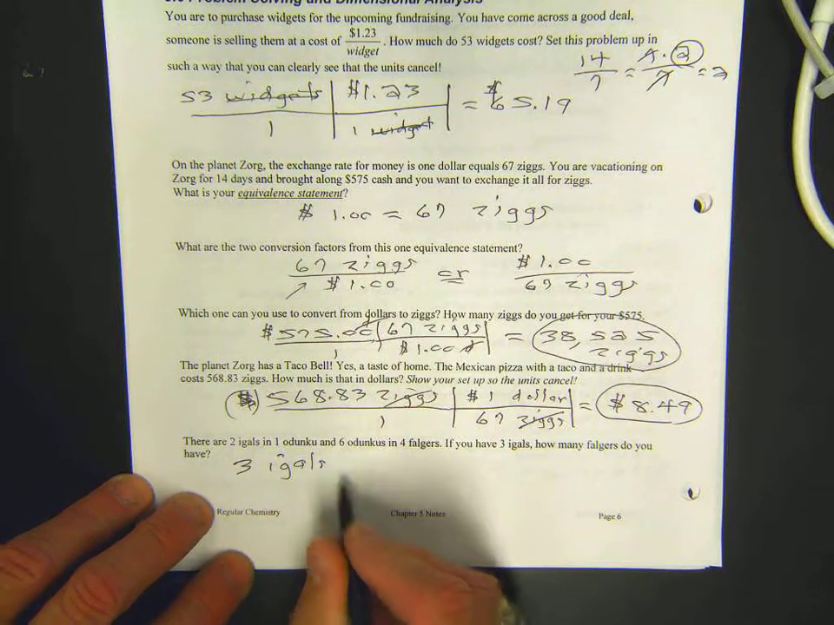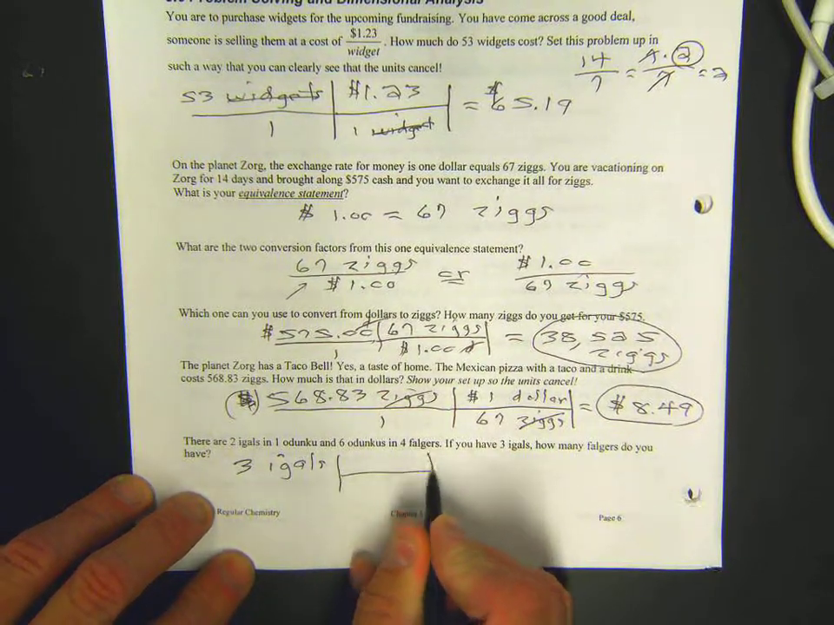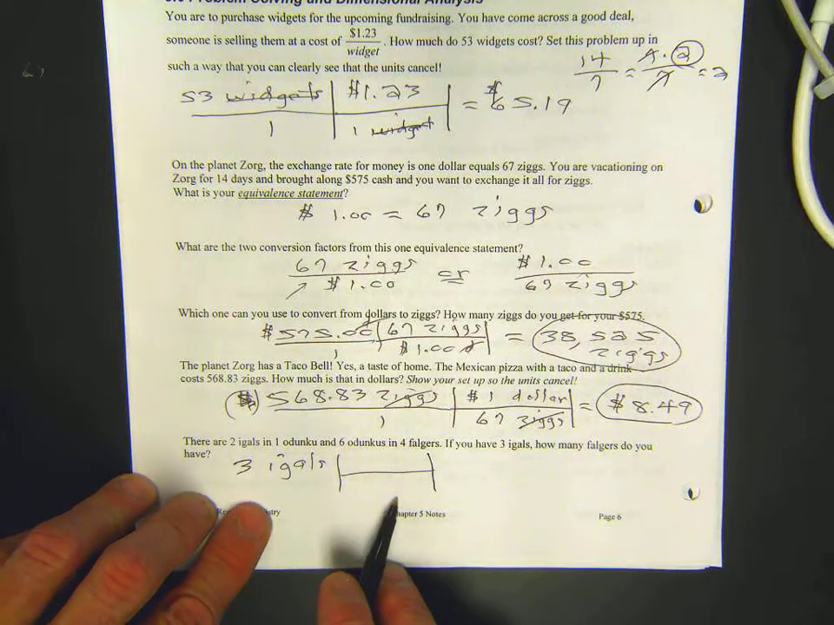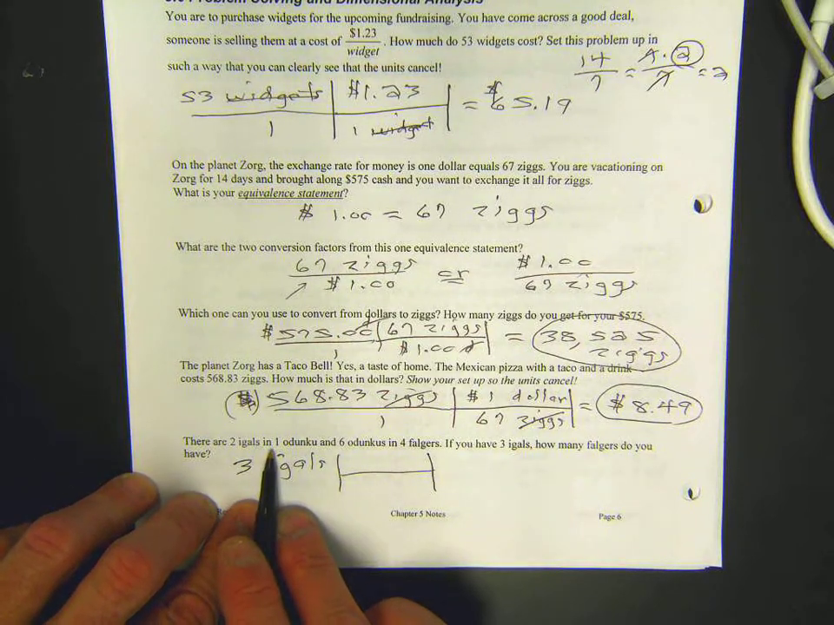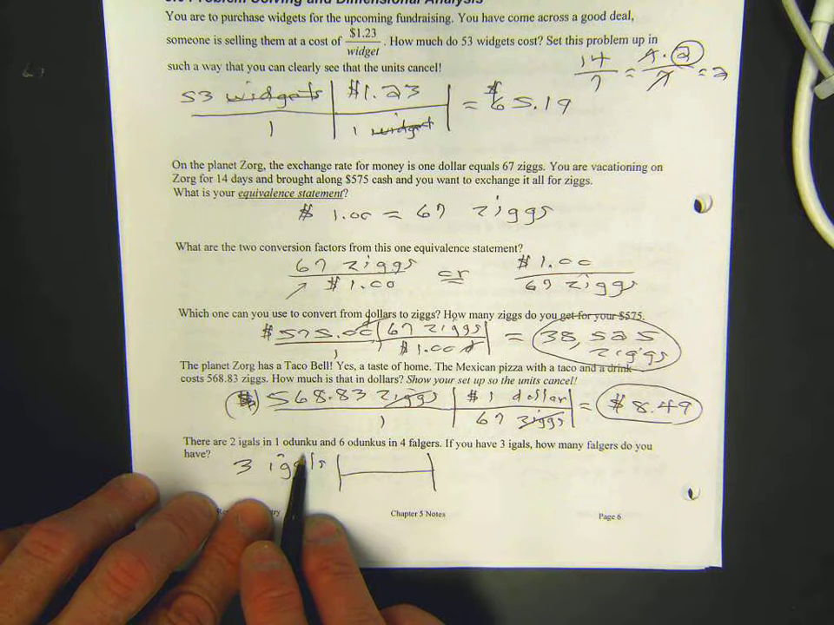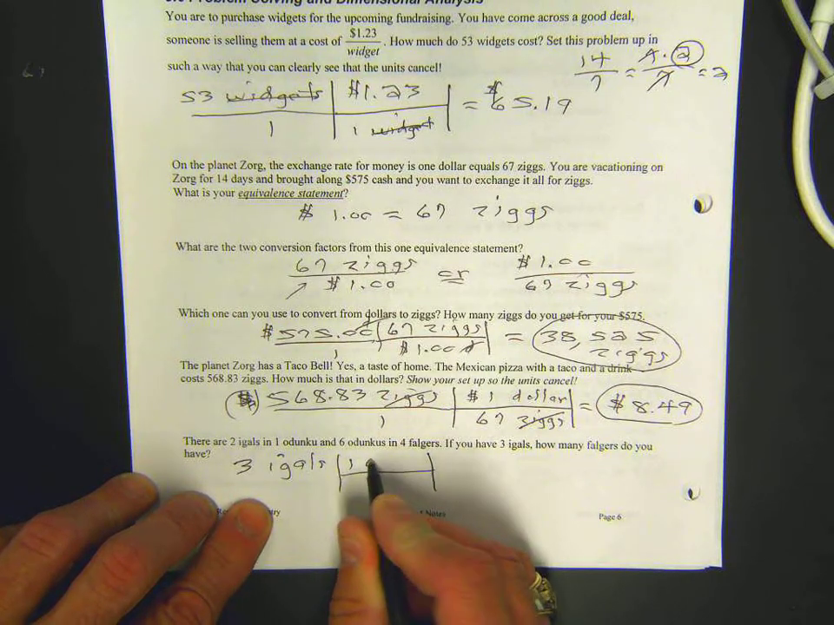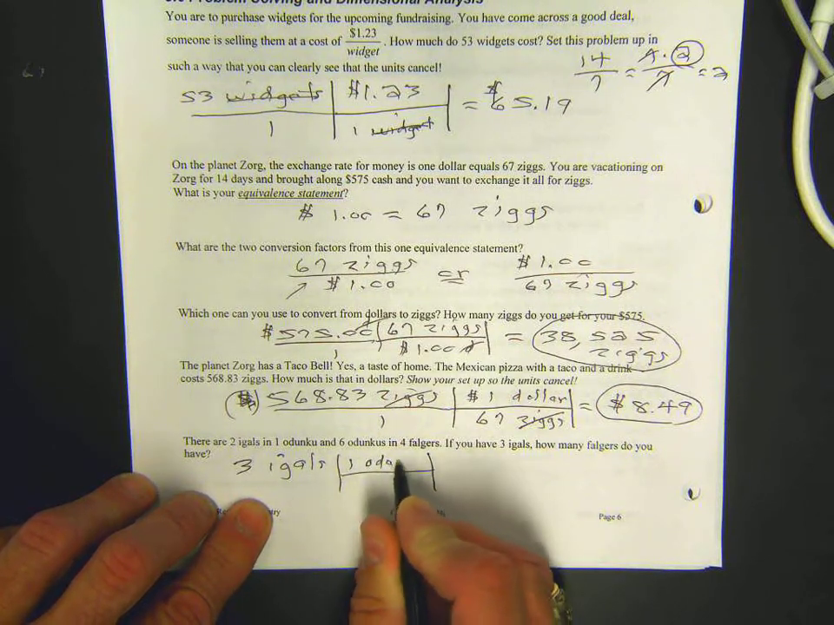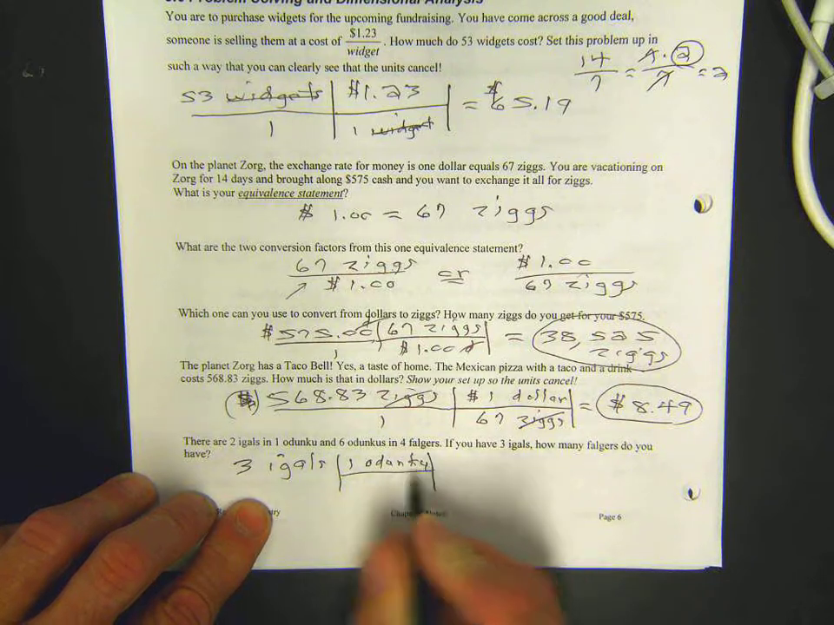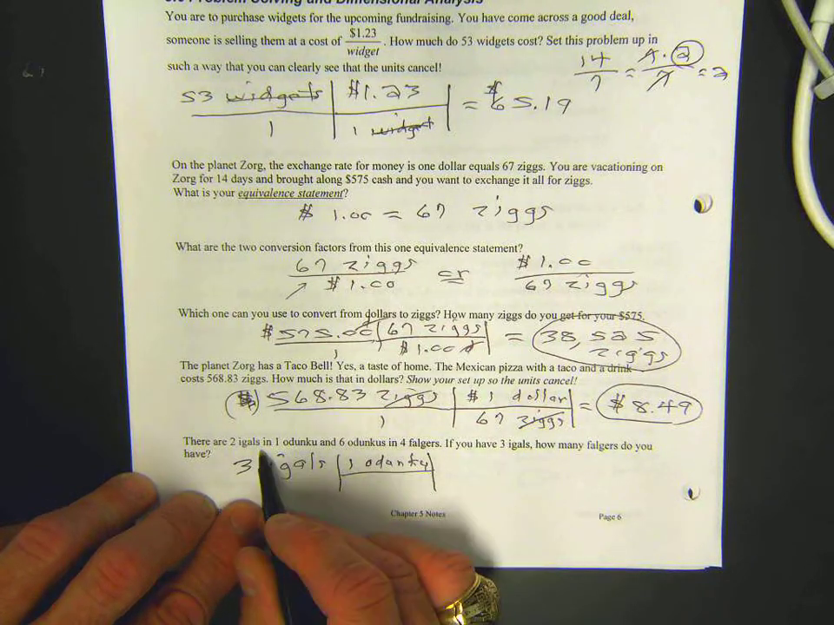Oops, that's an I. All right. My first conversion factor, I'm going to set up iGals down here for 1 odunku. All right, so 1 odunku is equivalent to 2 iGals.